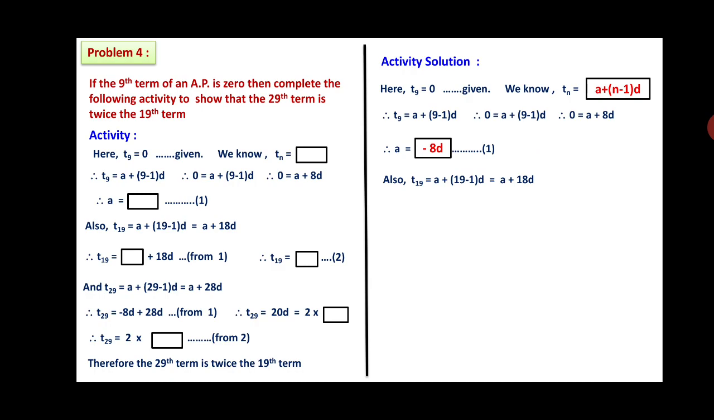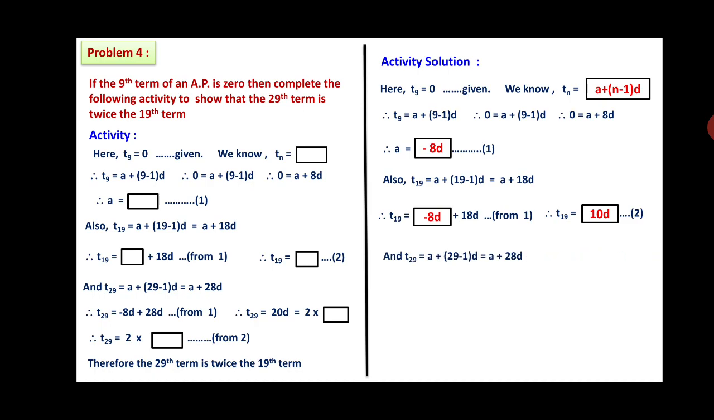Also, T19 will be A plus 19 minus 1 into D, which will be A plus 18D. Therefore, you can write T19 is equal to A, with A's value from equation 1, minus 8D plus 18D. Therefore, T19 will be 18D minus 8D, that is 10D.